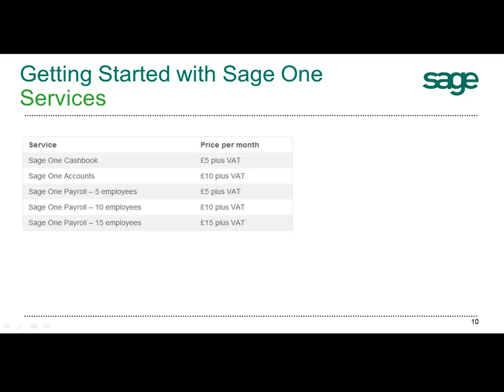Now for the accounts variants, you've got Sage 1 Cashbook for £5 plus VAT per month. You've got Sage 1 Accounts, which is £10 plus VAT, and you've got Sage 1 Accounts Extra, which is £25 plus VAT. You've also got the different payrolls which go from £5, £10 and £15, and that would be plus VAT as well on a monthly basis.